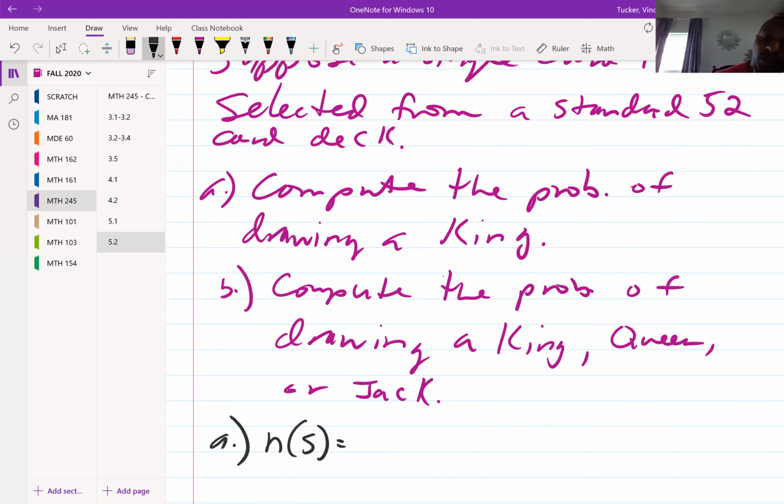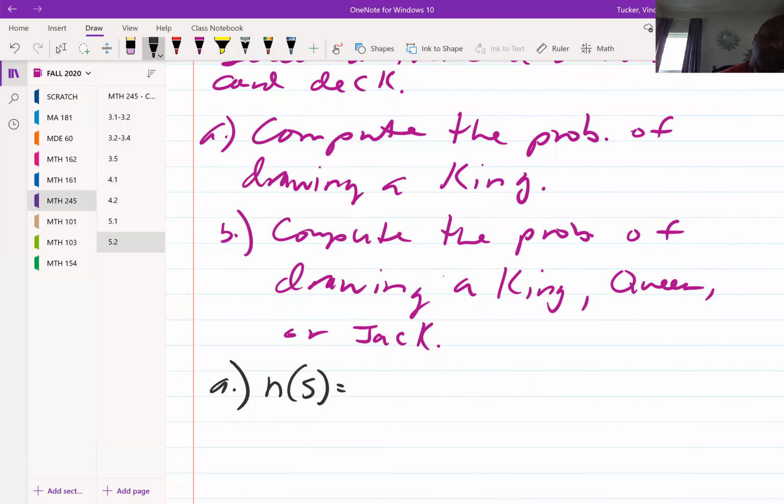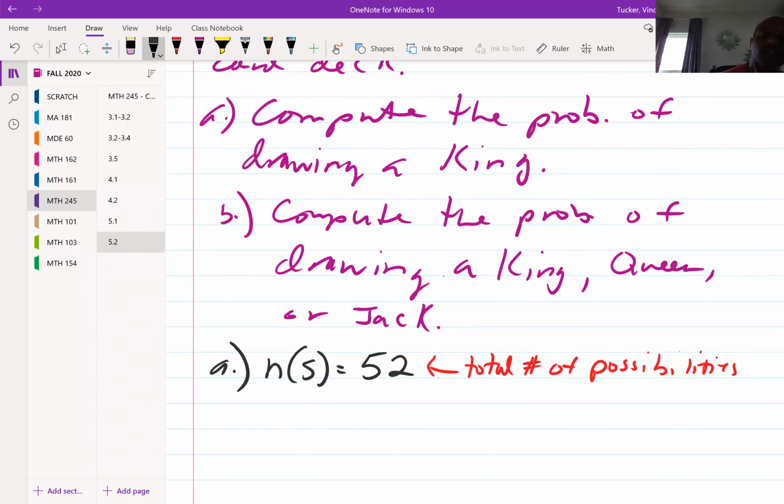Now, our sample space, remember, we're always going to use S for our sample space, and that's 52. So don't forget the total number of possibilities. So that's what your sample space is, the total number of possibilities. Then we have our kings. So remember, each suit has a king, and there are 4 suits. So there should be 4 kings.